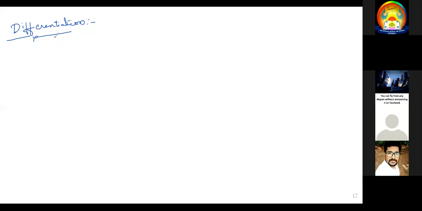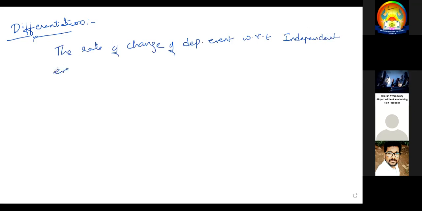I'll check its differentiation. See what is called differentiation. The rate of change of dependent event with respect to independent event is called differentiation. What is this, master? I didn't understand.